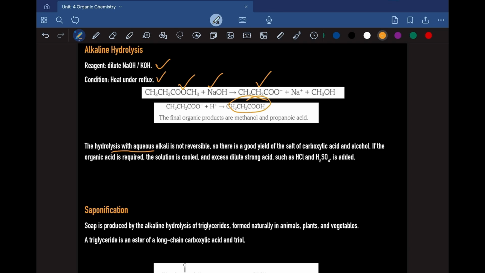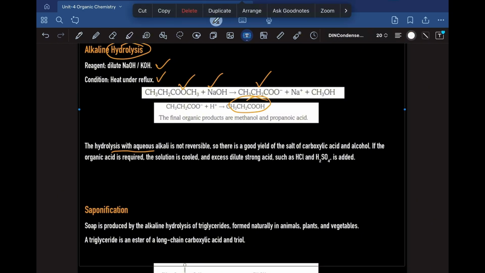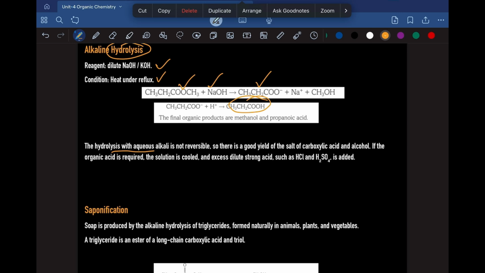So the hydrolysis with aqueous alkali is not reversible. As this is carried out in alkaline solution, it is not a reversible reaction. As this is not a reversible reaction, it produces a good yield of the salt of the carboxylic acid.